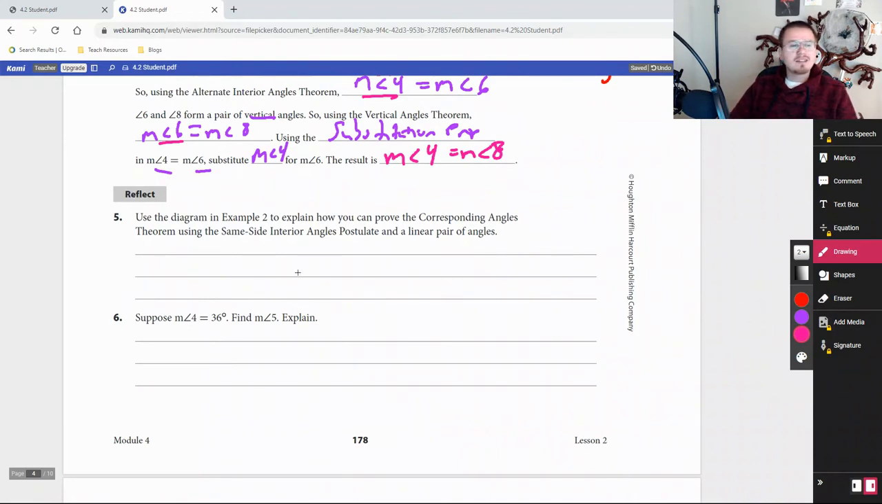Basically here, guys, you're just using the same side interior angles theorem for measure 4 and measure 5 to suggest that they're supplementary. And then you can also say that a linear pair, and I'm giving you guys this so you can go take a look and verify it, 4 and 1 is equal to 180. Therefore, you would subtract out the 4, and you get measure 1 is equal to measure 5.